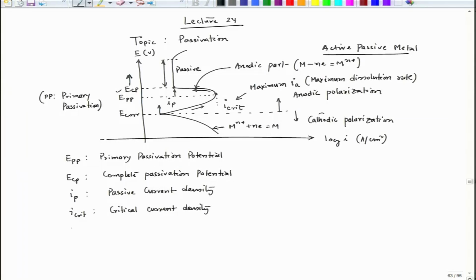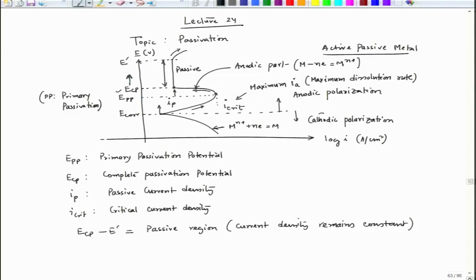Let us say this potential we put some name, E prime. So, from E Cp to E prime, this is the passive region, where current density remains almost constant.